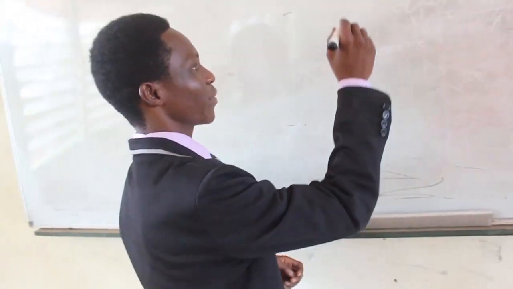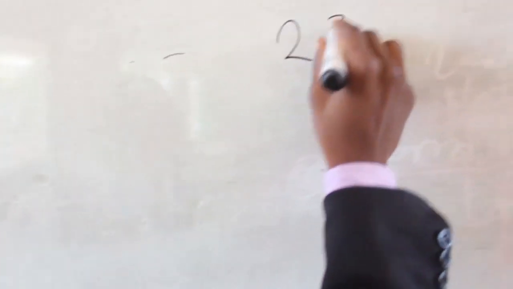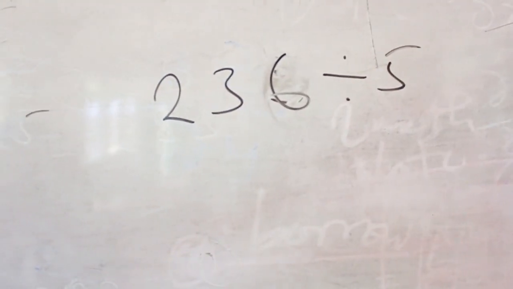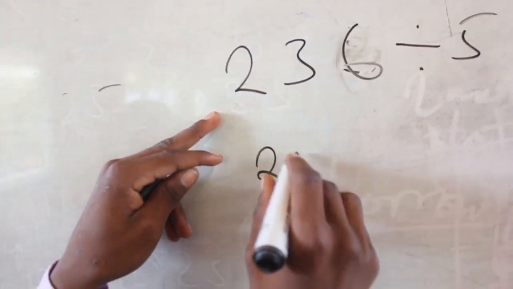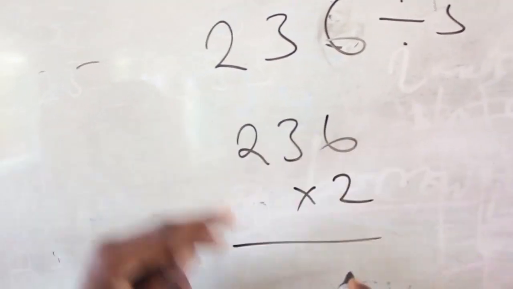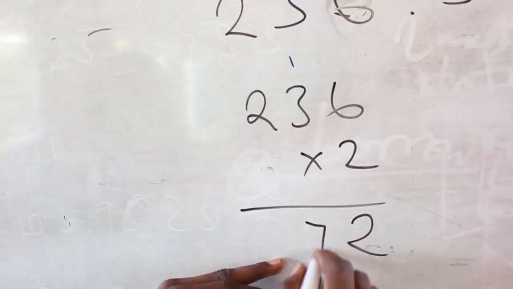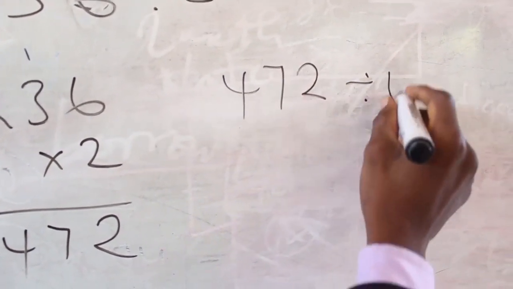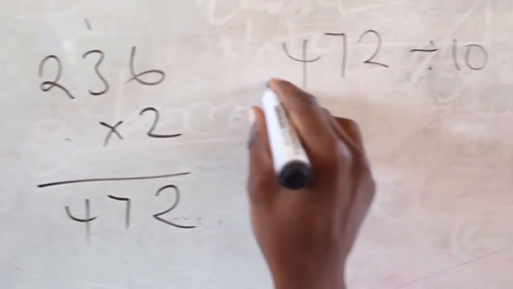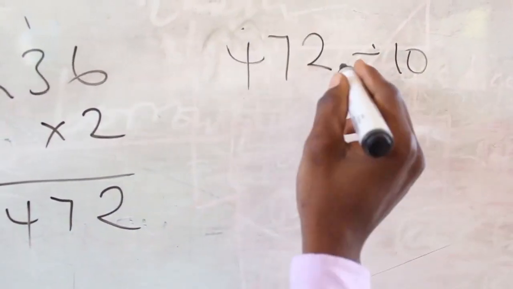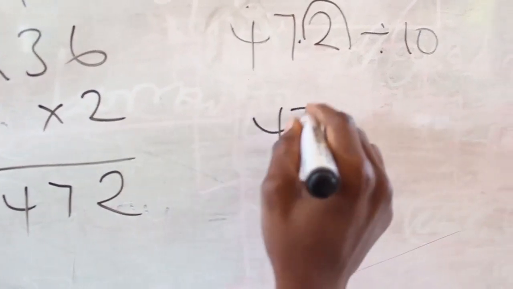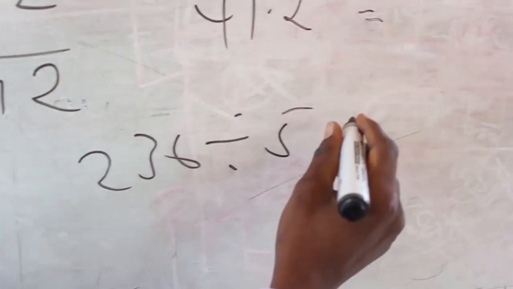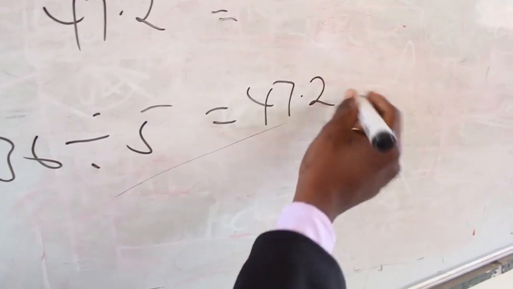Let's look at this. When we divide 236 by 5, we first of all multiply this number by 2, which will give us 472. Then we now divide this by 10, which is going to give us 47.2 as the answer. So it means that 236 divided by 5 equals 47.2.